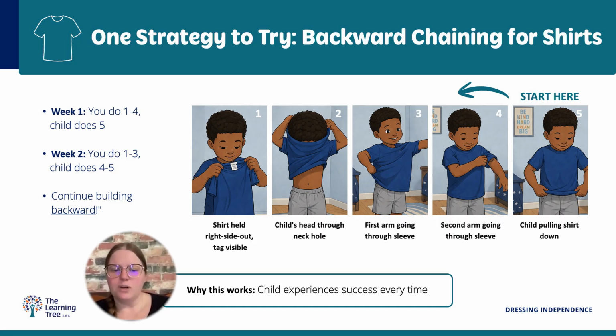So why this works is that your child is experiencing success every time. Even if you are helping them 1 through 4, you step back, they're pulling their shirt down by themselves. They are finishing the action of getting dressed and they're feeling that success. Each time you take a step back, they are still feeling the success, and we want to label it and be excited for them that they're gaining this independent skill.